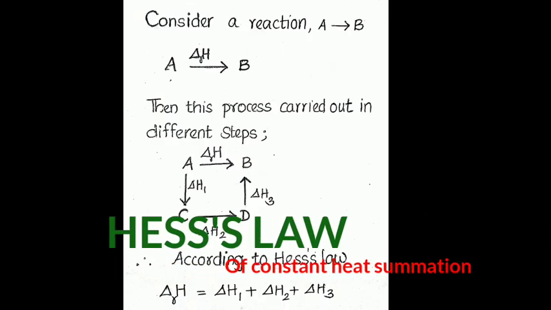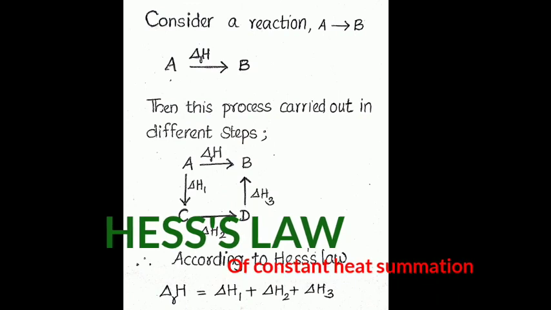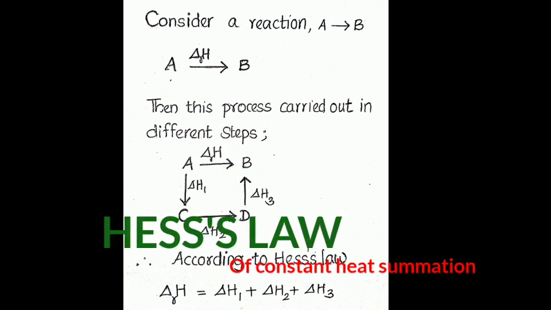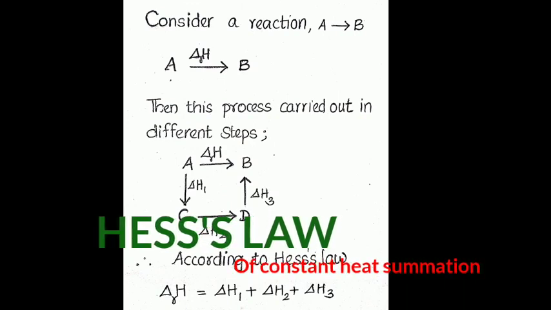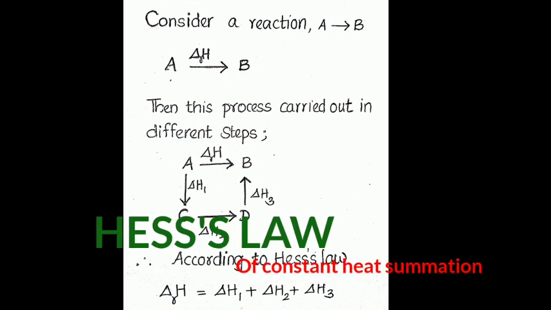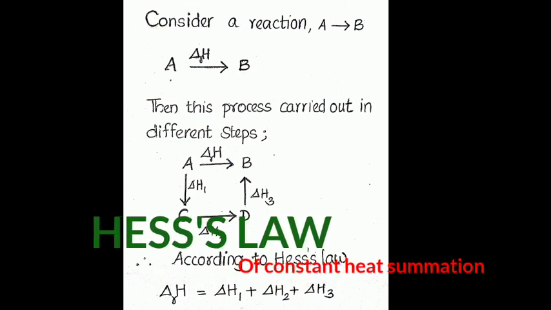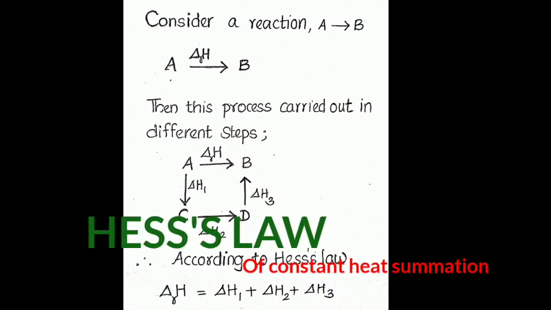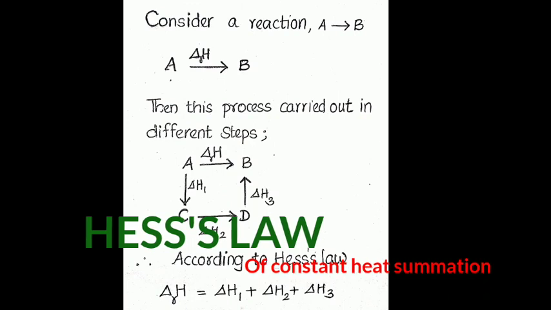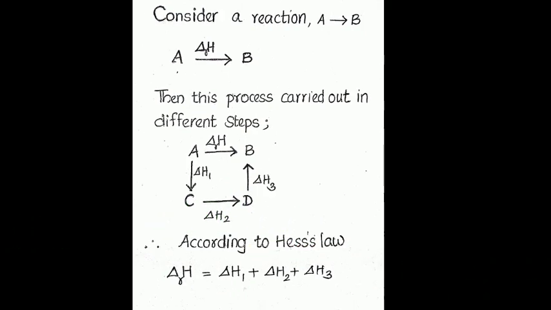For example, consider a reaction A gives B. Then the enthalpy change of reaction is delta HR. Then this process A to B can be carried out in different steps. First directly converted A to B, then the enthalpy change of reaction is delta HR. Now first we convert A to C, then the enthalpy change is delta H1, then C to D, then the enthalpy change is delta H2, then D to B, then the enthalpy change is delta H3.